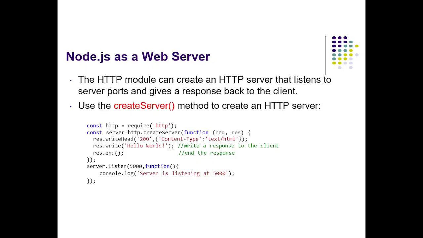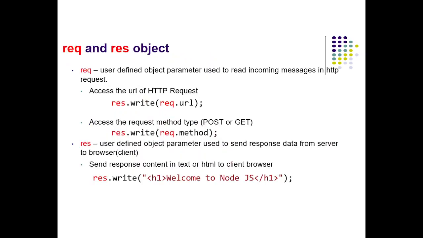As you can see, the http.createServer function is given, and it is read back, with the request and response objects. The request is a user-defined parameter used to read incoming messages in the HTTP request. To access the URL of the HTTP request, we use req.url. To access the request method type, POST or GET, we use req.method. The res object is a user-defined parameter used to send responses from the server to the client.